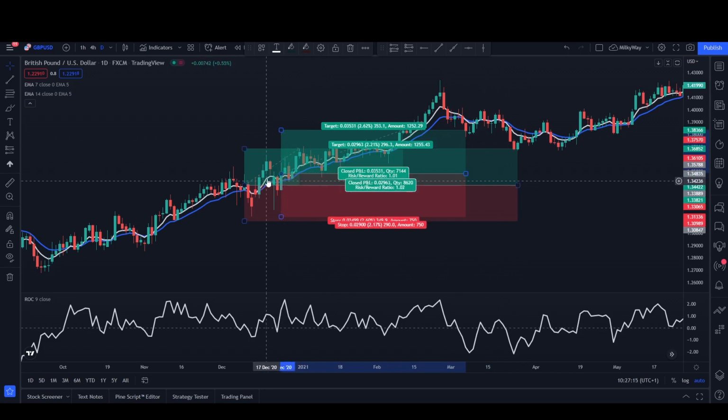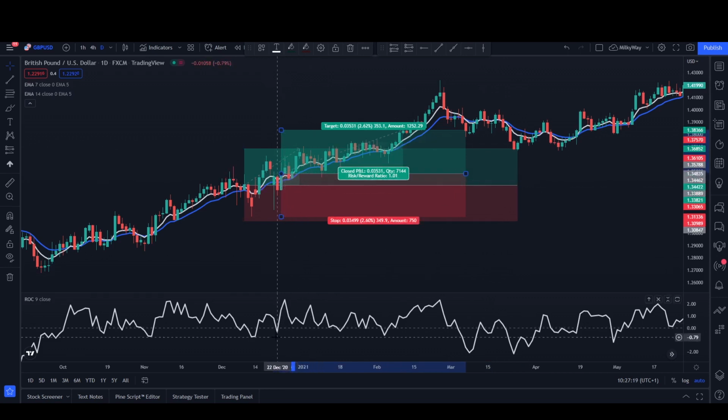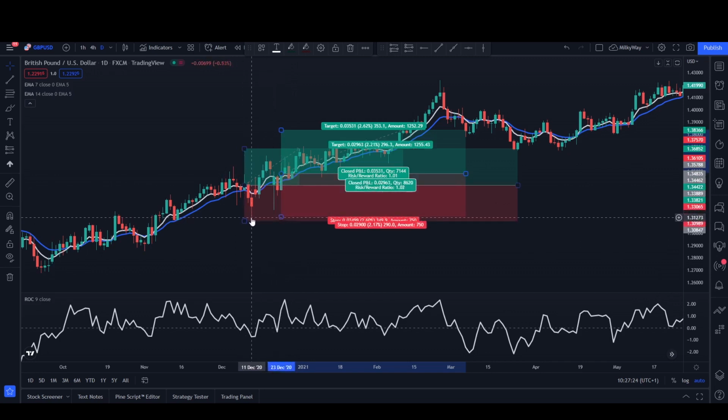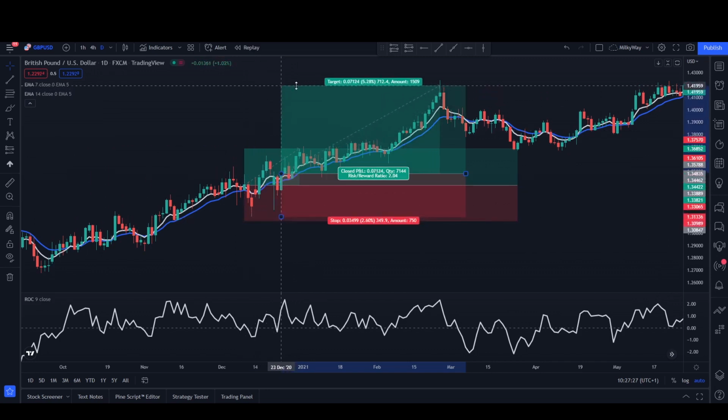Similarly, for this one, we've got the conditions. The rate of change becomes positive. We take a long, we place the stop loss at the last swing right here. And same here, we reached a maximum of 1:2.14. So we would have been stopped out at 1:1 right here.